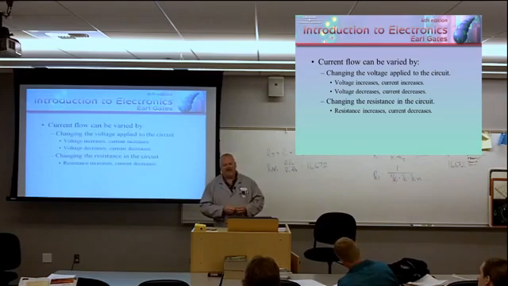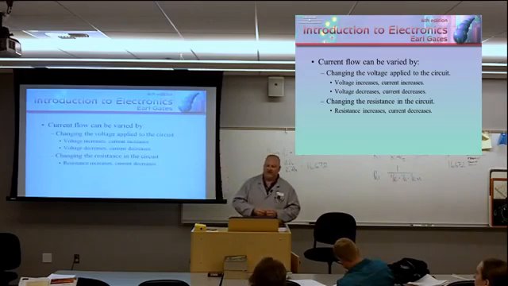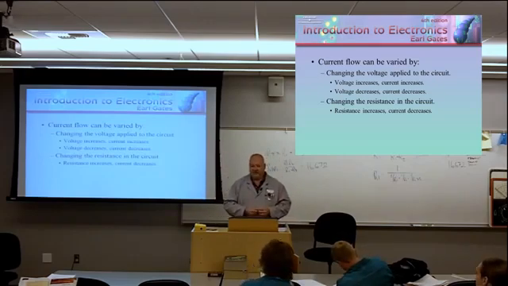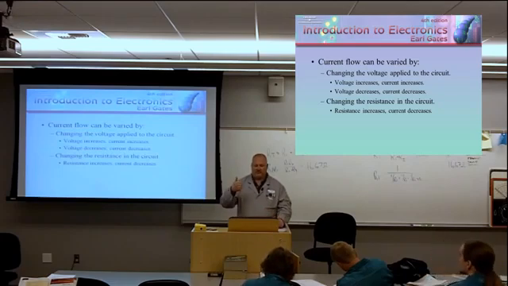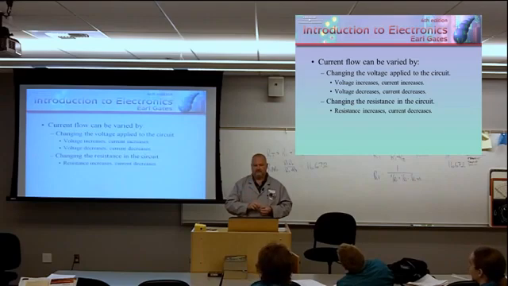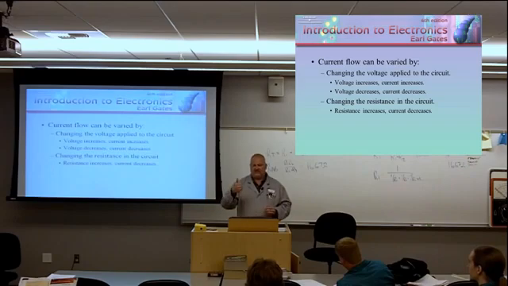Current flow in a circuit can be varied by changing the voltage applied to the circuit. As voltage increases, current increases. As voltage decreases, current decreases. And also by changing the resistance in the circuit. As resistance increases, current is going to decrease.